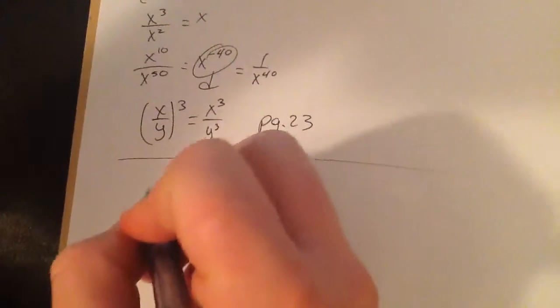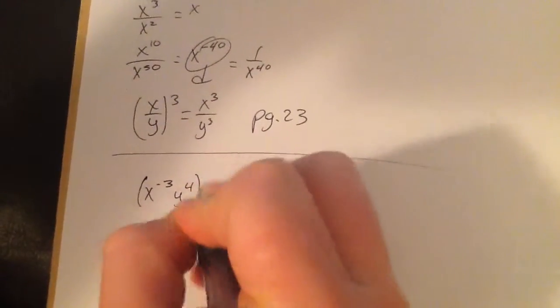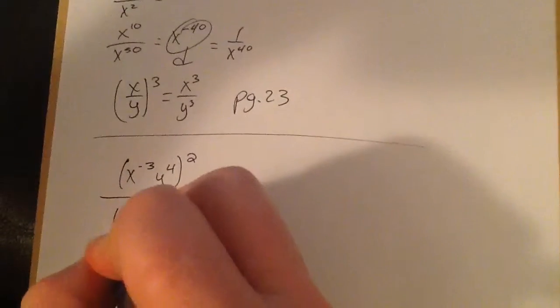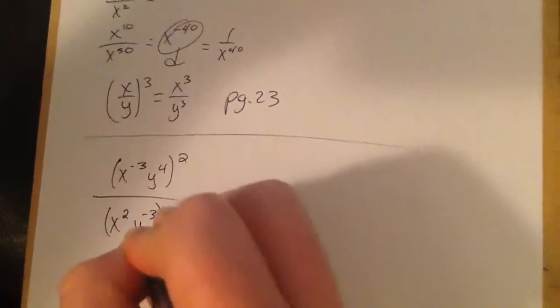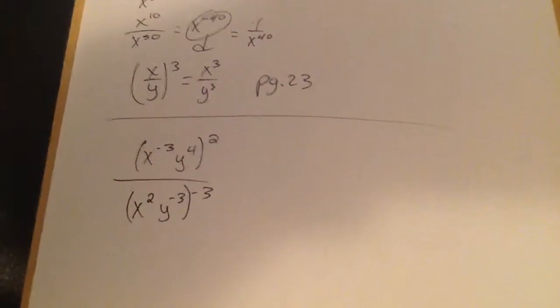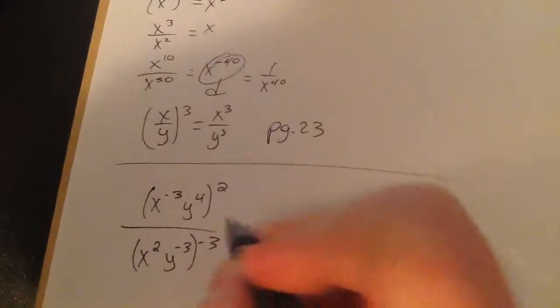Alright, but I think you guys remember those problems like, I'll just make one up, like x to the -3rd, y to the 4th, squared, over x squared, y to the -3rd, to the -3rd. Stuff like that. So it's like a combination of order of operations and rules for exponents.